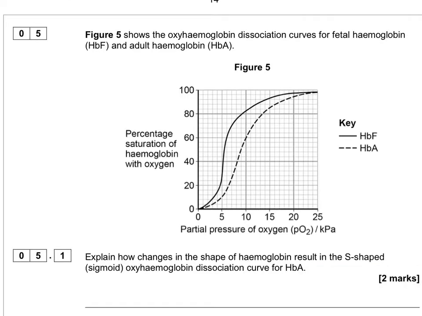Question 5 shows the oxyhemoglobin dissociation curves for fetal hemoglobin and adult hemoglobin. So this is very much related to mass transport in animals, and definitely the role of hemoglobin in loading, transporting and unloading of oxygen. So that is related to 3.3.4.1. In biology, this is a very, very common style of graph related to dissociation curves.